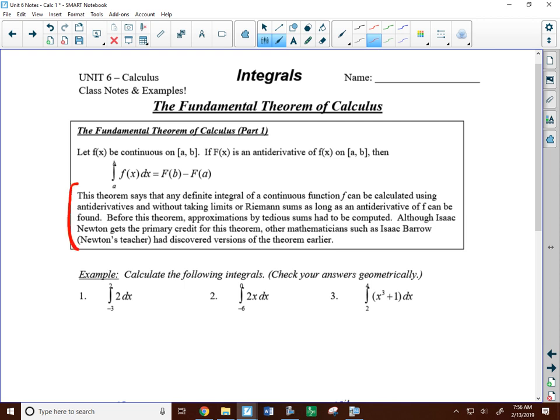Let me actually read this first, or even overview this first. It combines, I've been saying this all along, we're eventually going to combine the antiderivative and area under a curve. And this is where it happens.